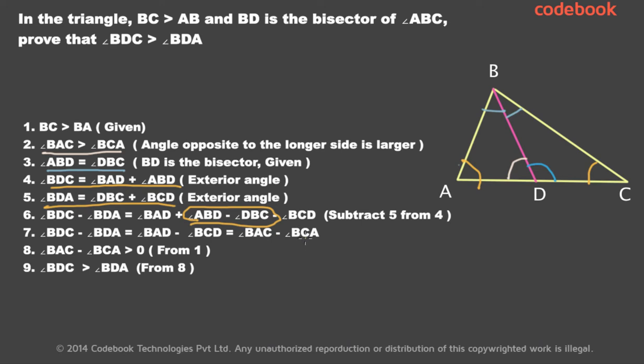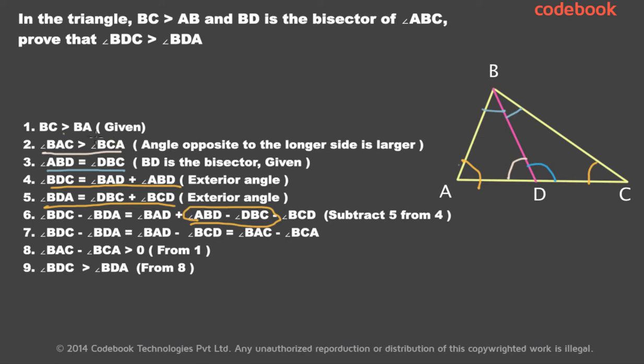which is nothing but angle BAC minus BCA, because in the case of angle BCD, if I extend D to A, the angle still remains the same, and similarly in the case of angle BAD, if I extend D to C, it will become angle BAC and still it will remain the same. But we also know that angle BAC minus angle BCA is greater than 0 from 1, because we have been told angle BAC is greater than angle BCA.